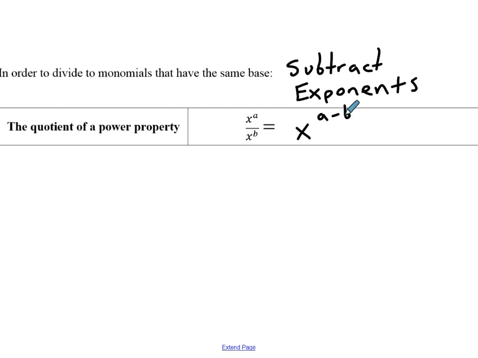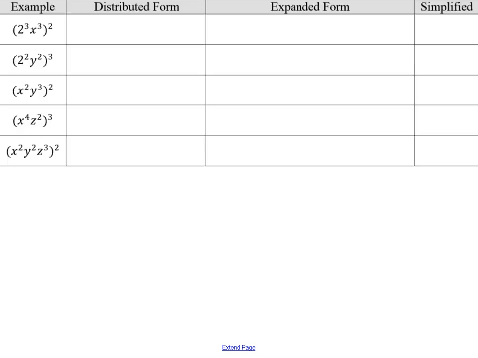Go ahead and look at our next example. So for this one, basically what we have is we're going to be using all of our stuff together here. So we have 2 to the 3rd times x to the 3rd. We have that squared, so we have it twice. So we have 2 to the 3rd times x to the 3rd, and then we still have 2 to the 3rd times x to the 3rd. We have that twice. So for our expanded form, we're going to write that out as 2 times 2 times 2, x times x times x. We have 2 times 2 times 2, x times x times x.